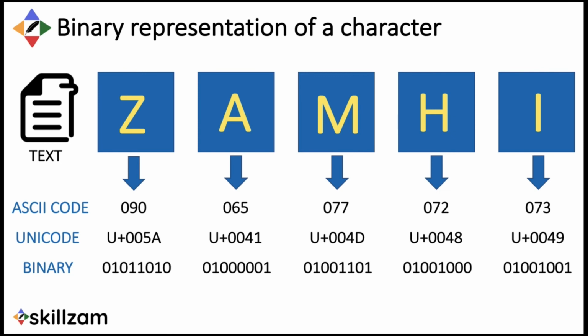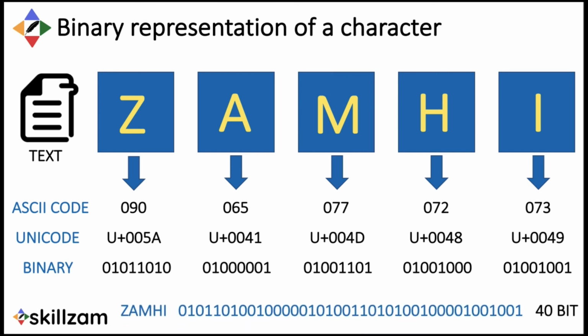When storing the data in a computer, each character takes 8 bits, that is 1 byte, which means to store a word Zamzam as plain text, it would take 5 bytes or 40 bits of data storage.